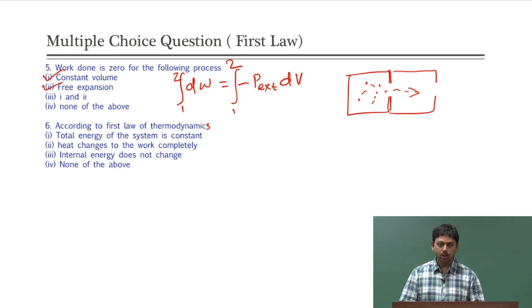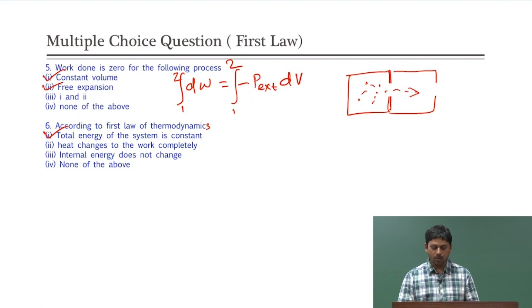So, sixth question: according to the first law of thermodynamics, total energy of the system is constant, heat changes to work completely, internal energy does not change, and none of the above. Now, the first law of thermodynamics is the law of conservation of energy. So, therefore, it says that the total energy of the system will always remain constant. So, the first one is always right.